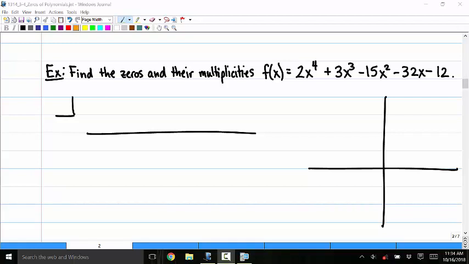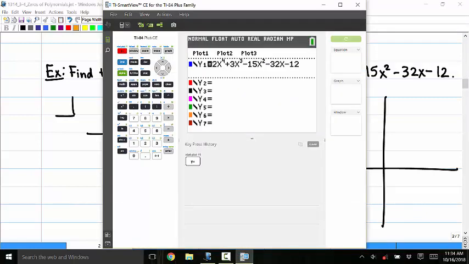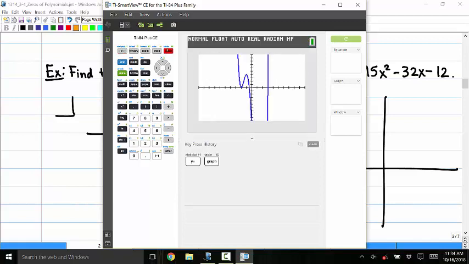Okay, I'm going to encourage you, when you have to go find zeros of a polynomial, go put the polynomial into your calculator. So I did that. Into my y equals, I typed in the polynomial, and then I did a zoom 6, and I hit graph. There's my polynomial. It's degree 4, so even degree.